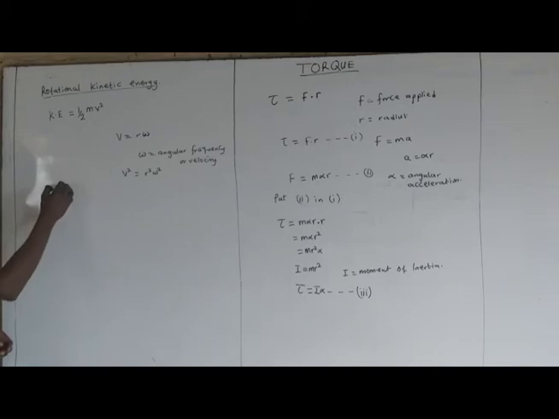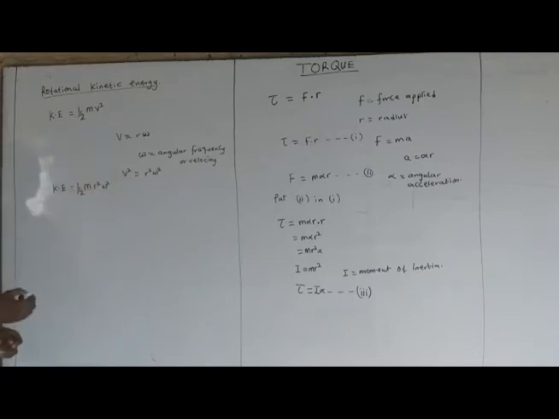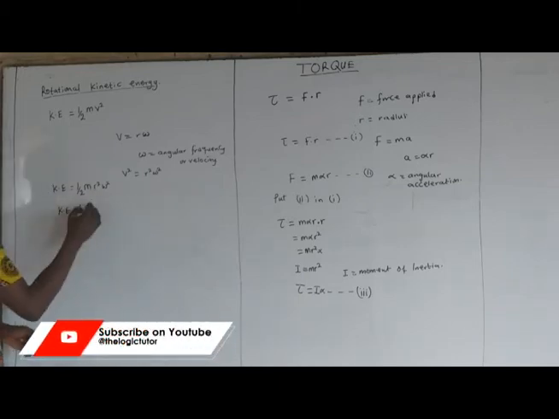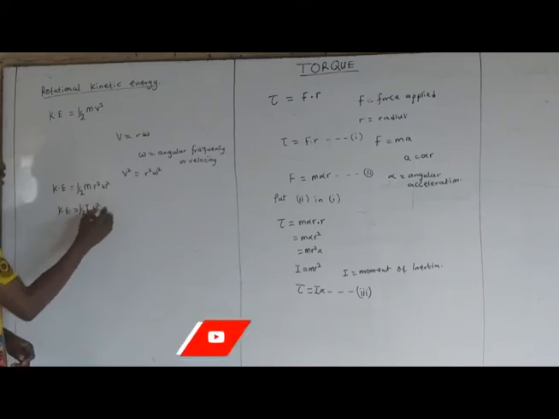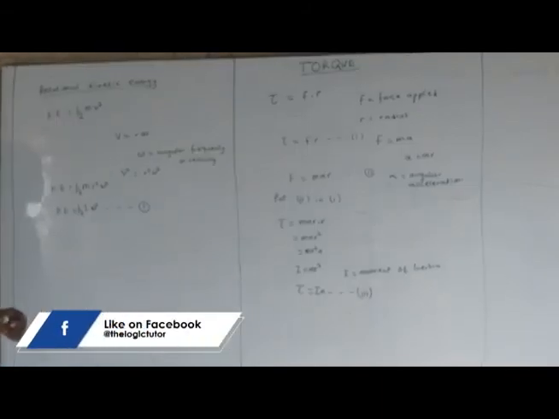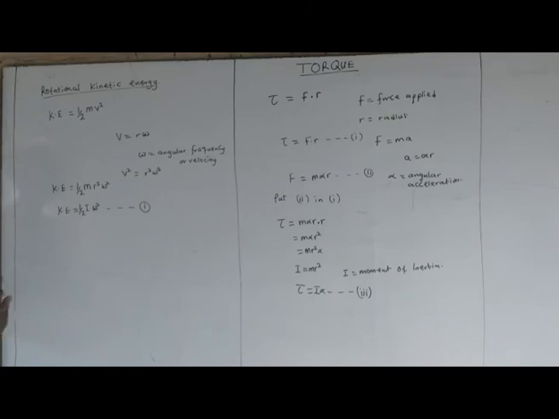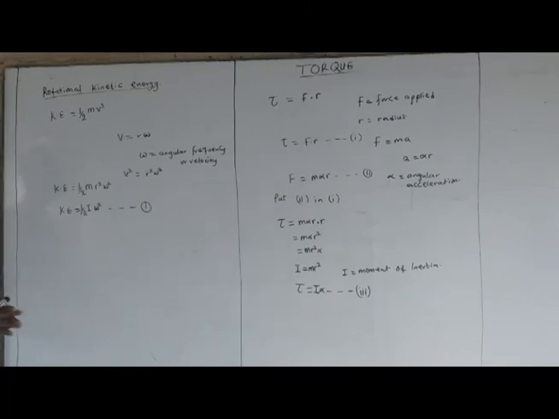So putting that into this formula, we have KE equals half multiplied by the mass multiplied by r squared omega squared. On doing this, another relationship has been derived between the kinetic energy and the moment of inertia, where m r squared gives us I, and omega squared. So this is the formula for determining the kinetic energy of a body in rotational motion, provided we know the angular frequency and its moment of inertia.